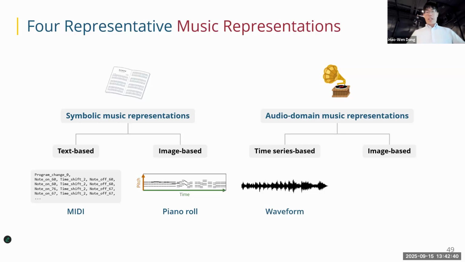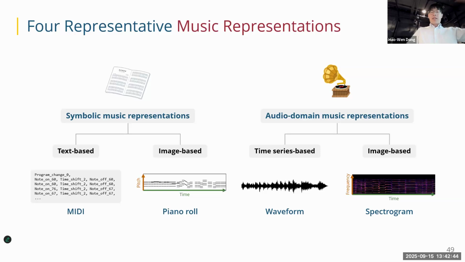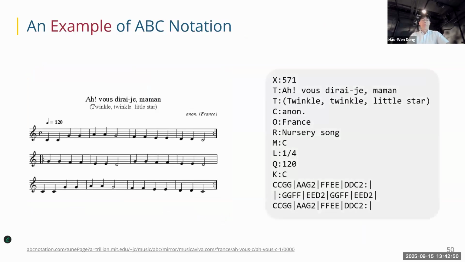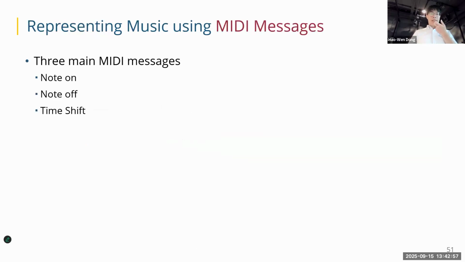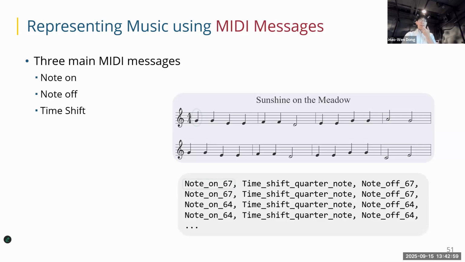And waveform, we talked a little about it last week, about digital sampling rate, stuff like that. And we will continue and finish the spectrogram part, and we will have that in PA2. Cool. And we talk about this ABC notation, very simple, but it's very limited. And we talk about MIDI message.